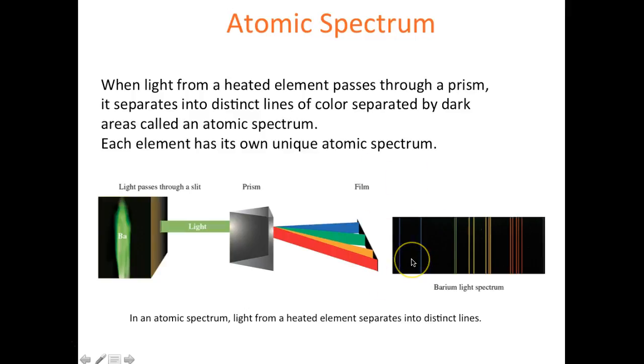Atomic spectrum is different from what we know as the continuous spectrum, the visible spectrum that we see, which is a continuous spectrum of light that we observe. Whereas the atomic spectrum is like a discontinuous spectrum. So you see them as lines, and there are dark spaces between the lines. All right, these distinct lines represent the energy difference between those energy levels around the nucleus, in this case of the barium atom. All right, so each element has its own unique line spectrum.